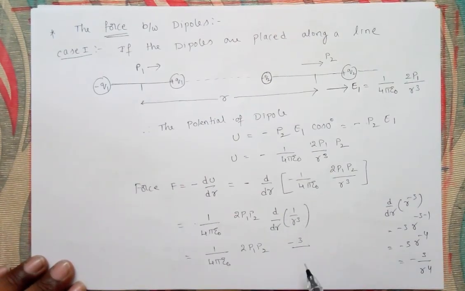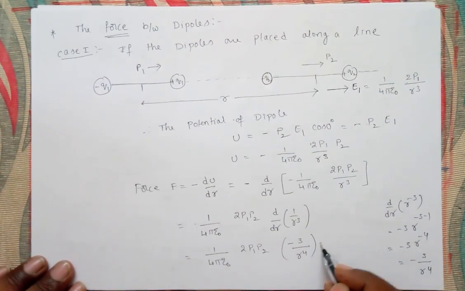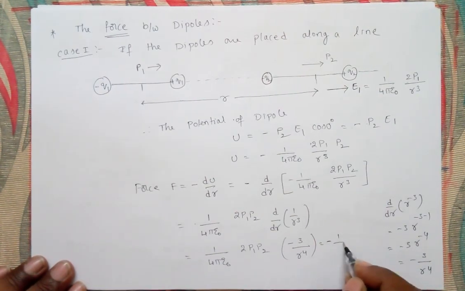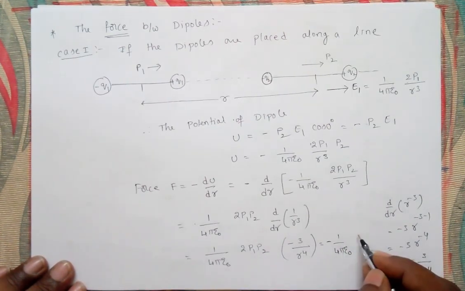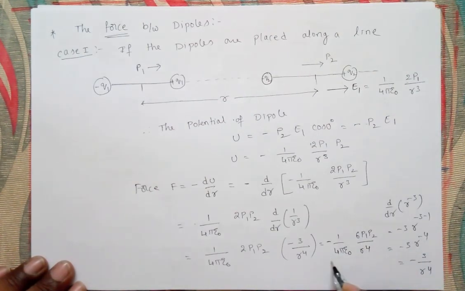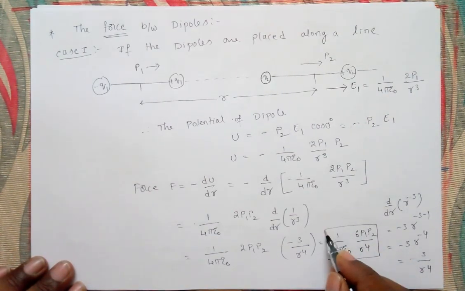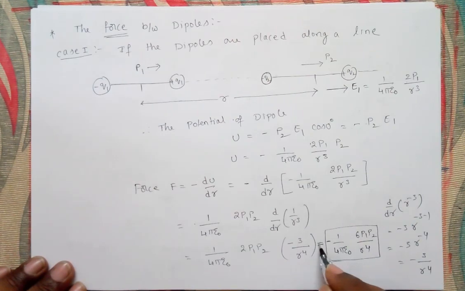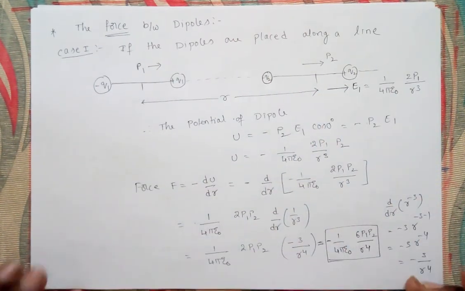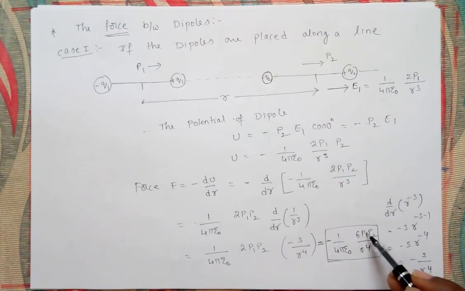So that's why directly I am writing minus 3 by R power 4. Then you will get the result: minus 1 upon 4 pi epsilon naught, 6 P1 P2 by R power 4. So this is the result you have to understand. The force between two dipoles placed along the same straight line is 1 upon 4 pi epsilon naught, 6 P1 P2 by R raised to 4.